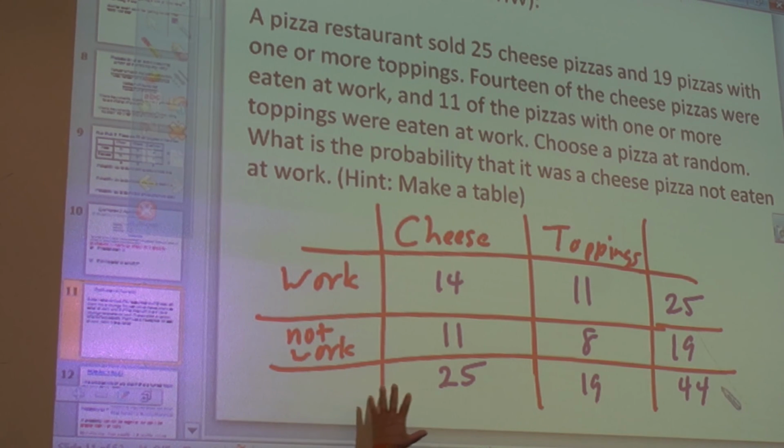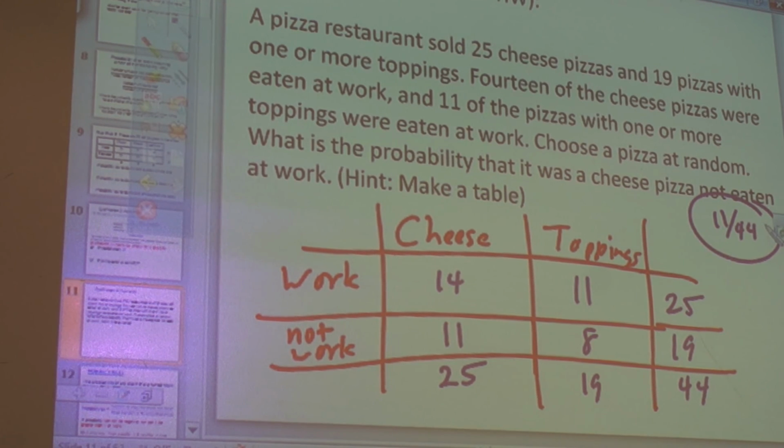Okay. So probability that is a cheese pizza not eaten at work. Cheese not at work. Do you see the word given in there? No, there's no word given. So this means it's out of 44. It's out of all of them. So cheese and not at work. How many were cheese and not at work? 11. 11 out of how many? 44. Good? Everyone gonna be good with this problem in the homework? Yeah. All right.